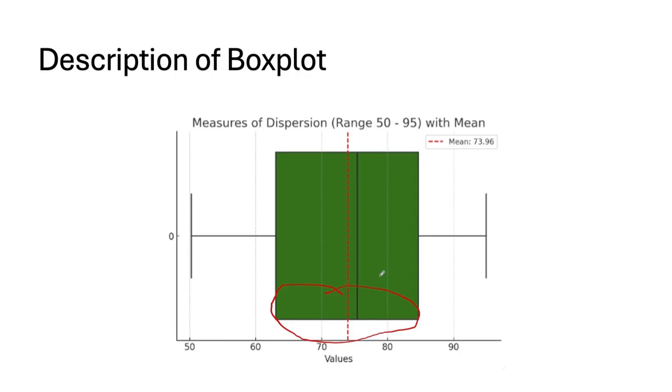The black line inside the box represents the median, this one here, or the middle value of the data. Now the whiskers again, these are the whiskers on each side, extend to the lowest and highest values within the range of 50 and 95. As you can see, down here you have the 50 and then 95 up here. Now the red dashed line is the mean. The mean, the average, is clearly marked to show you how it compares to the median, which is the black line. So the mean is the dotted red line, the median is the black line.